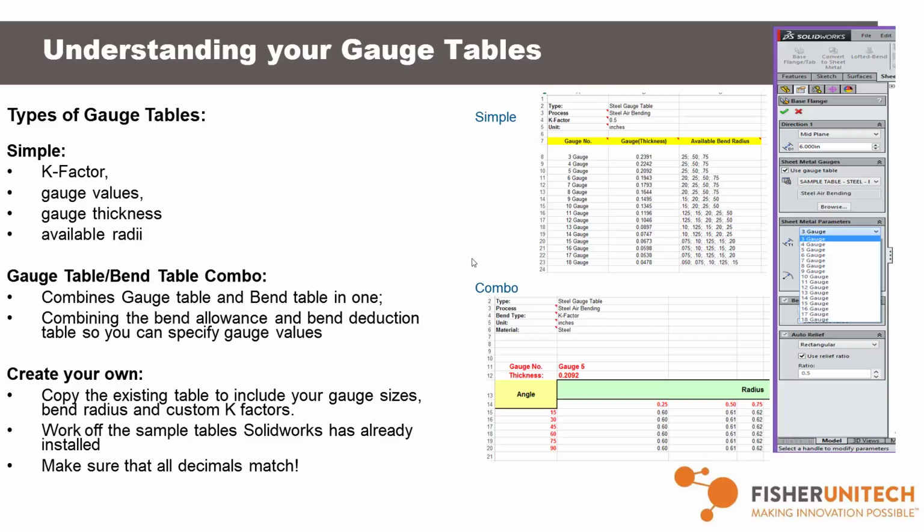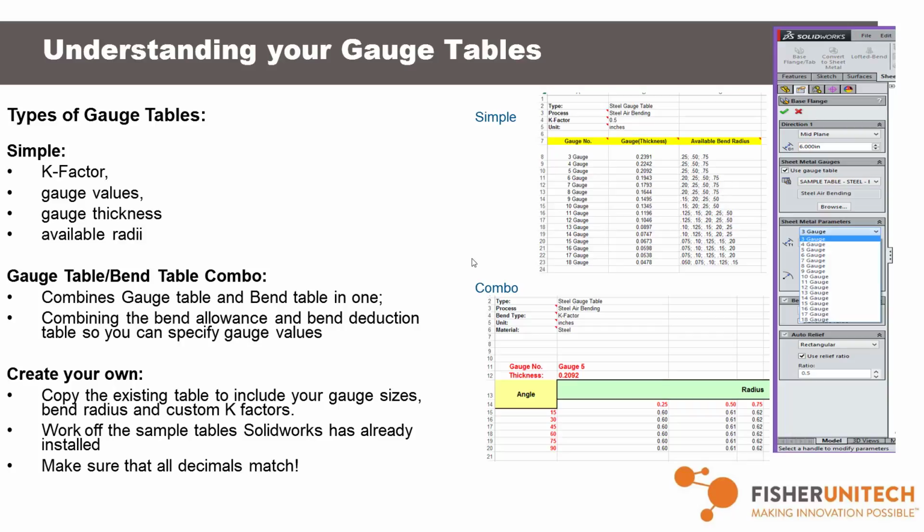So this is going to be the simple one on the right, and when we're talking about simple, it's basically just concrete values that you set, and it's going to be driving one distinct K factor. So that's that 0.5, and then it's dependent on your gauge values that you have listed, that gauge thickness, and then available radiuses for you to actually bend to. This is going to depend on which material you're obviously using, but that's the simple one.